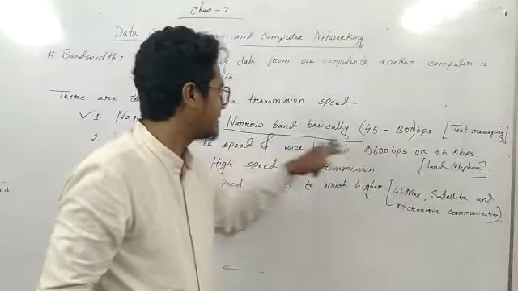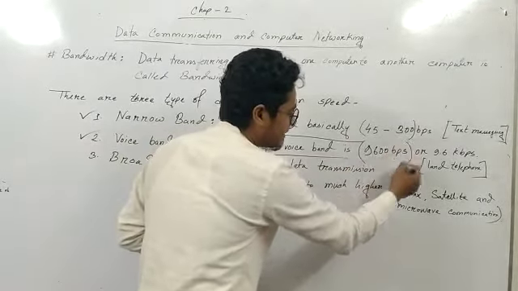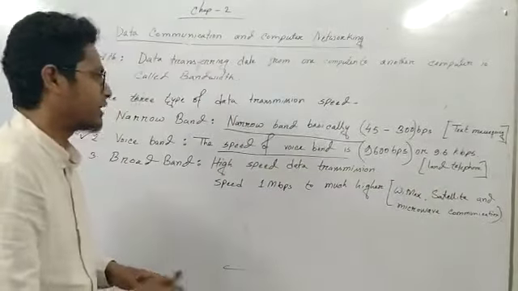Then voice band. Voice band is a kind of band whose speed is 9600 bits per second, that is 9.6 kbps. The use of this band, voice band, is in land telephone. We know the land telephone, which we use to talk through a landline. So the voice band works in the land telephone data transmission line.